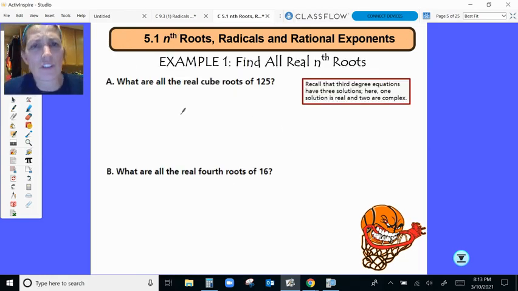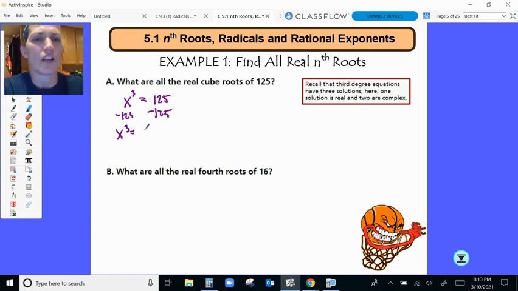So what are all the real cube roots of 125? What it's basically saying here is if I were to say x cubed is 125, what are the cube roots of that? Remember, I can look at it like I'm solving it, right? So this is essentially saying x cubed minus 125 equals 0.